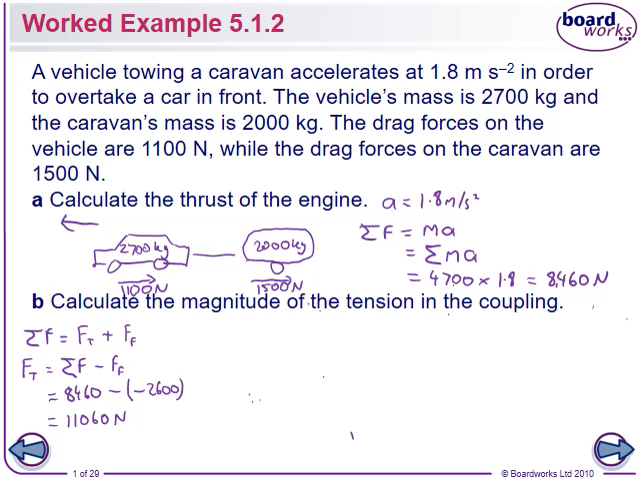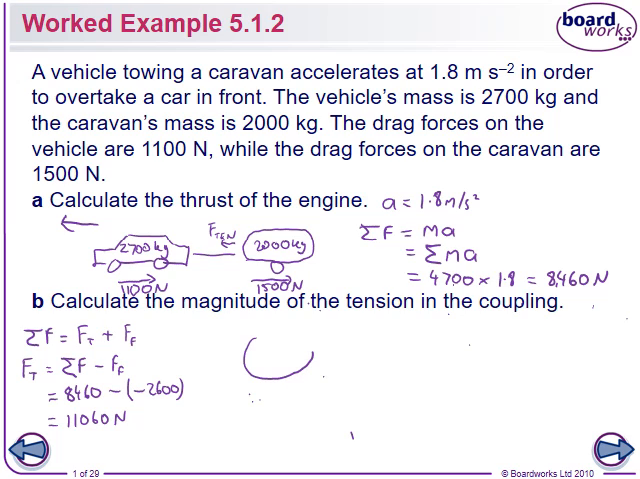What I want you to think of is the tension in the coupling is pulling the caravan forwards. Okay, that's what that tension force is. The tension is pulling the caravan forwards. And in fact, let's ignore the car in part B. Okay, let's completely ignore the car. And in fact, I'm going to draw it down here.